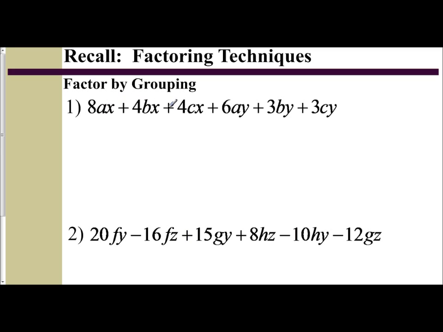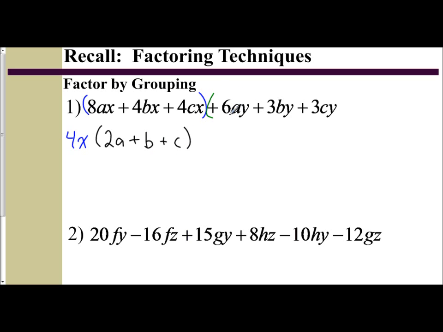So if we look at our first example, 8ax plus 4bx plus 4cx plus 6ay plus 3by plus 3cy, I see my first three terms, the coefficients, all have a GCF of 4, and the variables all have a GCF of x. So I can factor out a 4x and get 2a plus b plus c to remain inside.